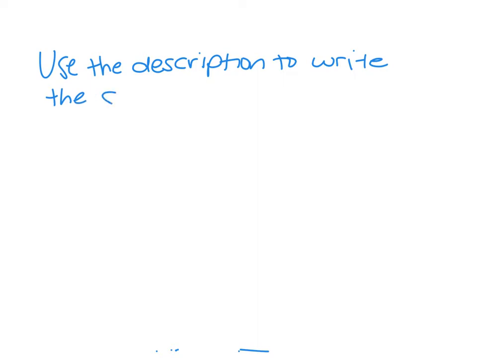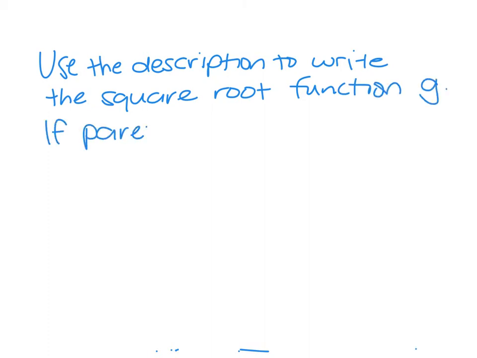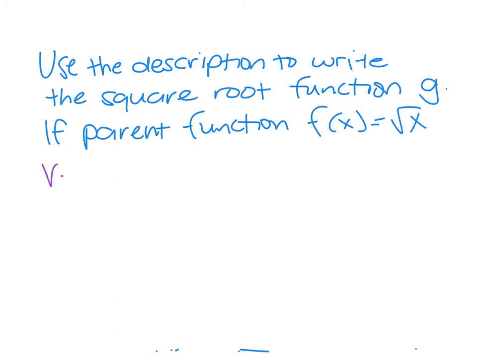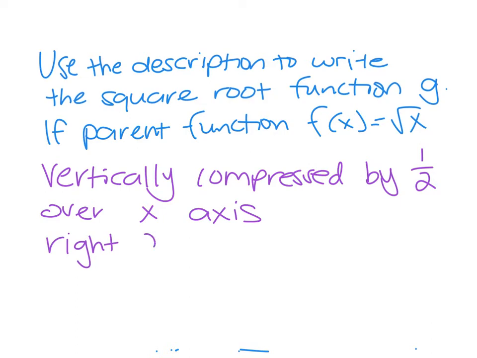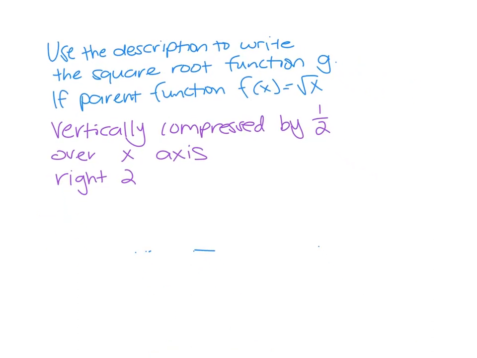To write the square root function g, if the parent function is the square root of x, and then let's say it says vertically compressed by 1/2 over the x-axis and right 2. So the vertically compressed goes on the front of the root.